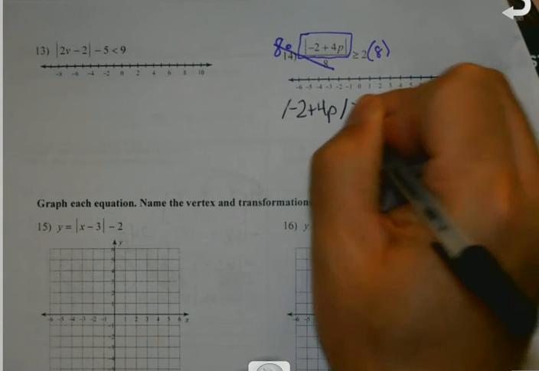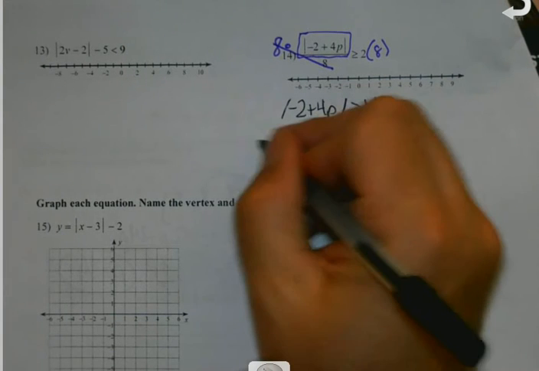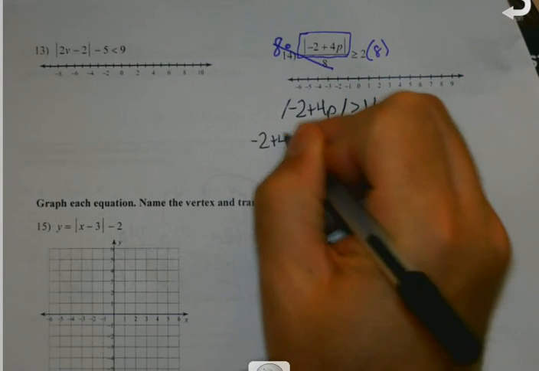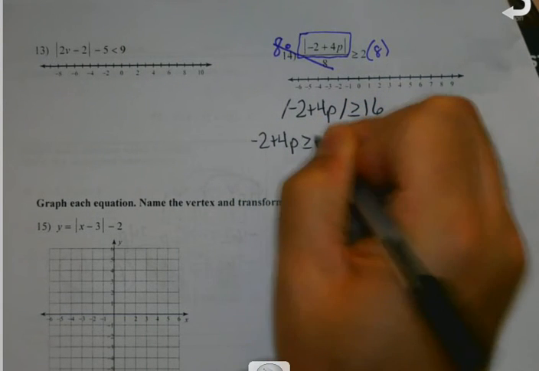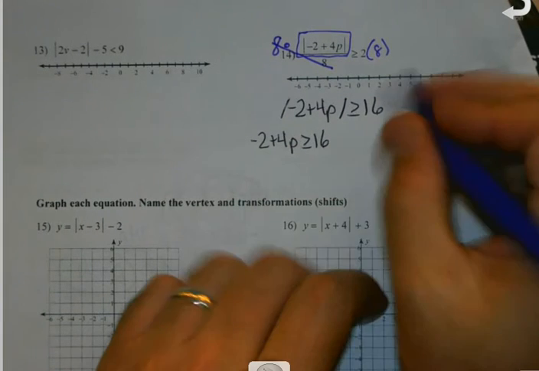And then 2 times 8 is 16. Now I need to make 2 inequalities. So I've got one here that I just leave everything alone. I never touch what's inside. Don't change things into positives.